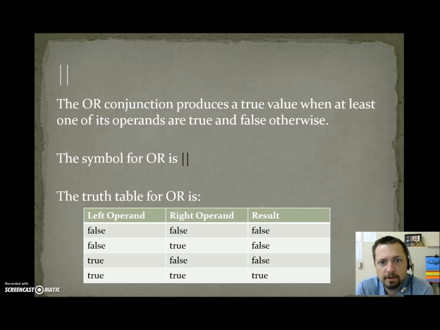Or. The or conjunction produces a true value when at least one of its operands is true and false otherwise. The symbol for or is vertical bar, vertical bar. You may be wondering, how do I make a vertical bar? It's the key under the backspace. It looks like a broken vertical bar, but it will produce, in the font that we use, a solid vertical bar. The truth table for or. False, false will make false. False, true, this is a copy and paste error, will make true.